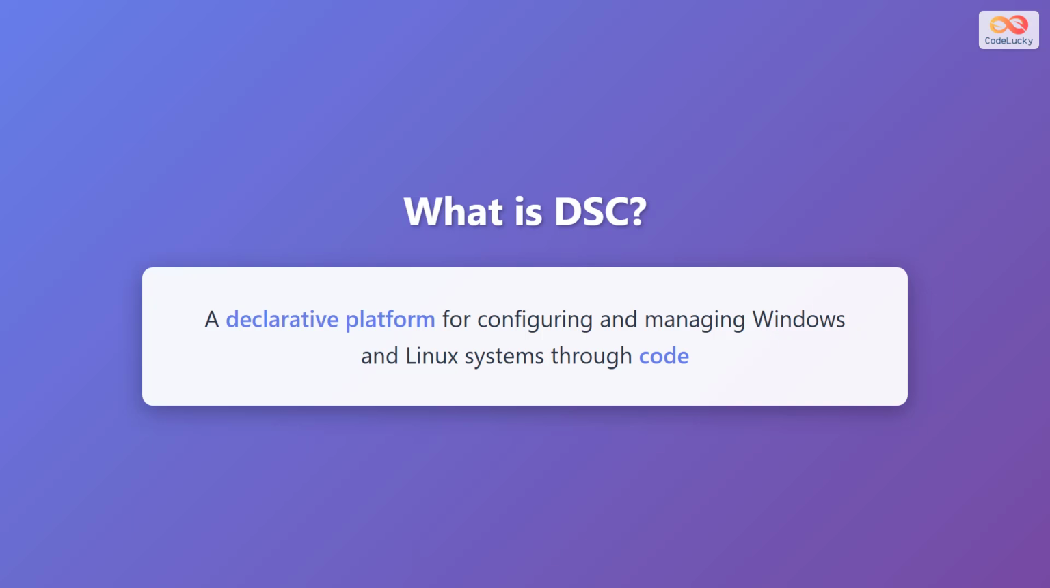The key word here is declarative, which means you describe what you want the system to look like, rather than writing step-by-step instructions on how to achieve it. This approach makes configuration management much simpler and more reliable.